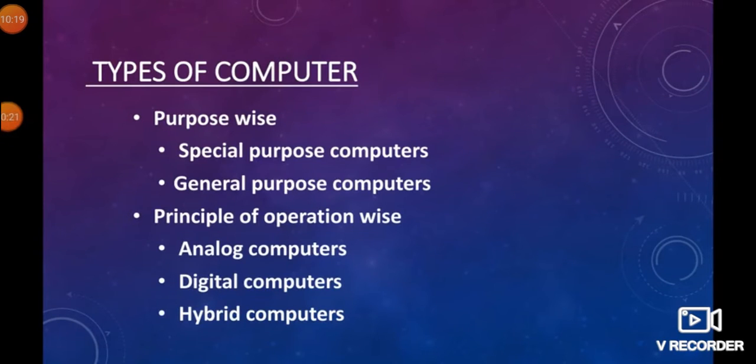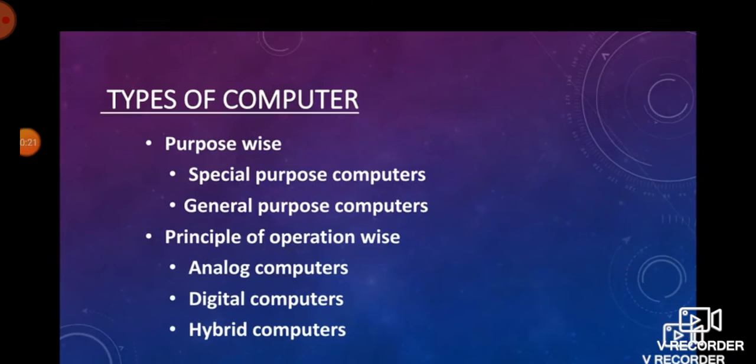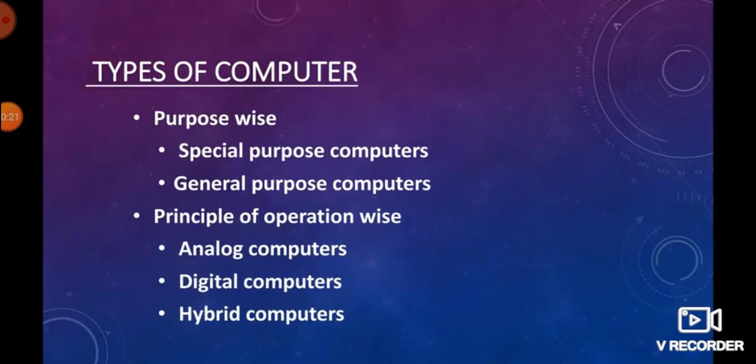Now let's have a look at the next point, which is types of computer systems. We can categorize computers in three ways: first is purpose wise, second is principle wise, or operation wise. According to the purpose of computer, we can further divide it into two parts: special purpose computer and general purpose computer. And according to the principle of operation, we can divide it into three types: analog computer, digital computer, and hybrid computers.